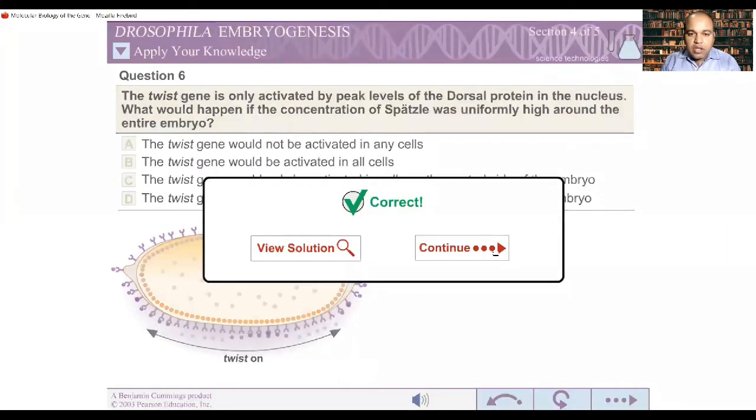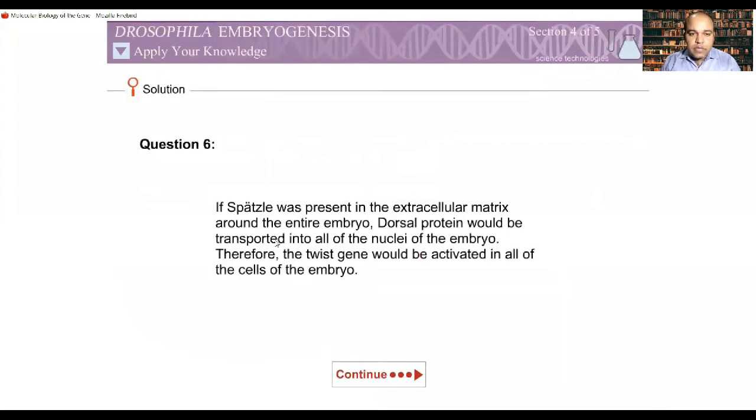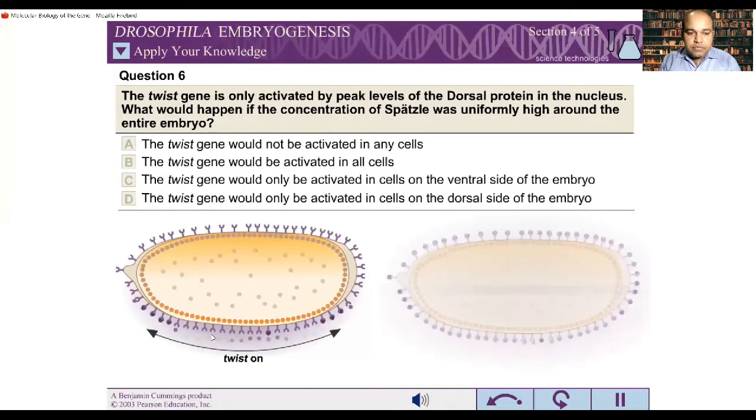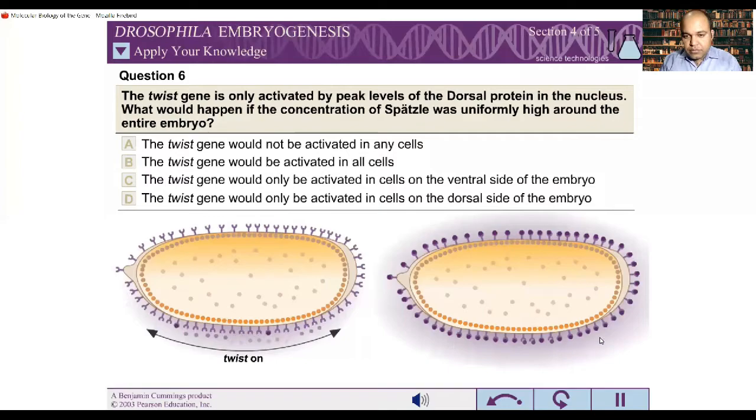Correct. Okay, look here. The spazole, if it is present in the extracellular matrix throughout the embryo, dorsal protein would be transported into the nucleus of the embryo. Therefore, the twist gene will be activated in all the cells of the embryo. Dorsal protein अंदर चली जाएगी और पूरे के पूरे embryo में twist gene का activation हो जाएगा. Happen if the concentration of spazole was uniformly high around the entire embryo. See, this is what is going to happen.